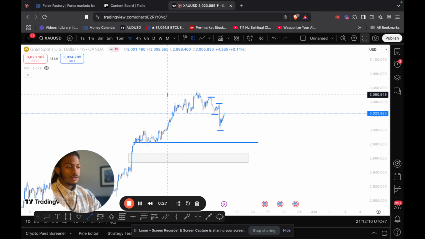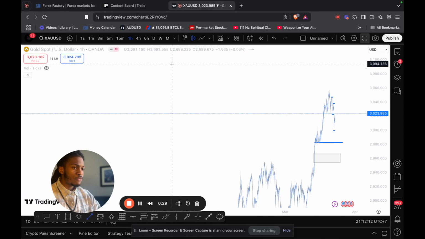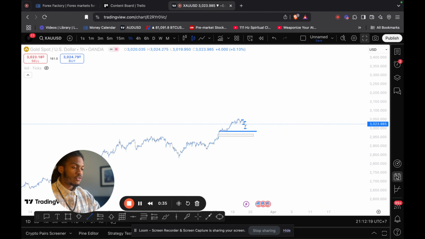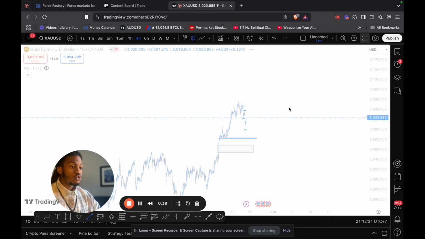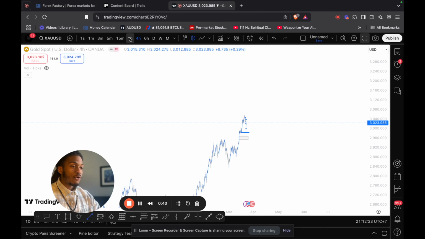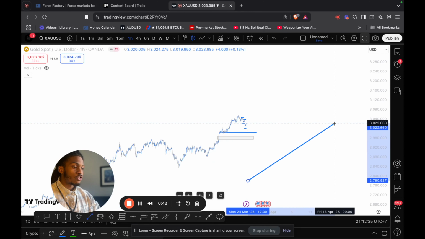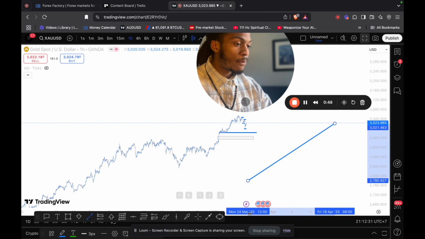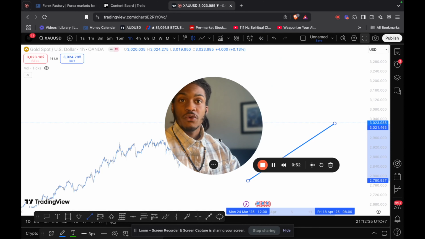The first thing I do on gold is, gold moves slower. So I actually do not use the 1 hour for my market structure. I know people use trend lines for the 1 hour, but I don't do that. I'm going to show you how I properly do my market structure. So let's get right into it.